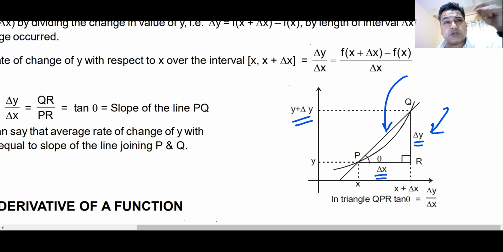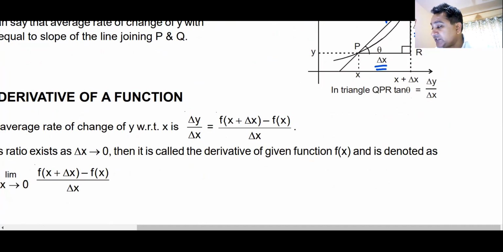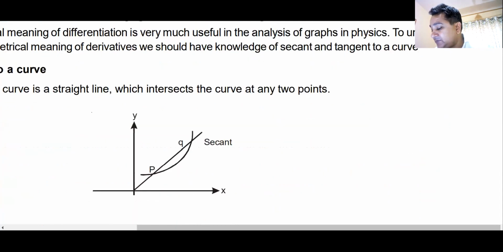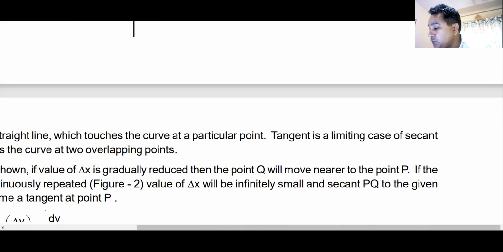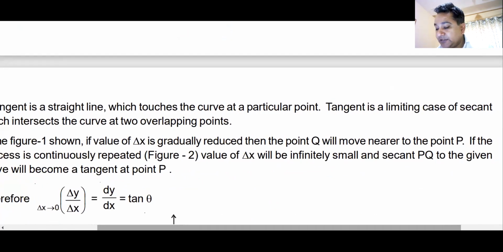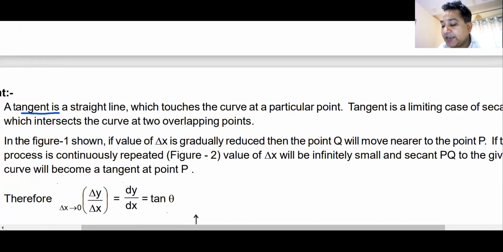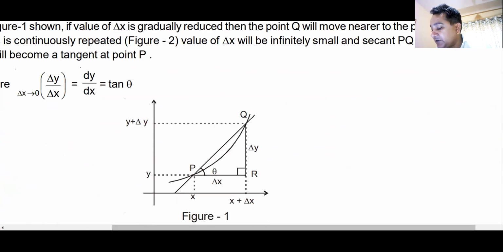Now the question was, how can I get from a secant to a tangent? And I don't want to get much into maths. See, this is a secant, which is cutting the curve at 2 points. I want to get to a tangent from a secant. How do I get there? Here is some information on this. A tangent is a straight line that touches the curve at a particular point. We know this, right? A tangent is cutting the curve at 1 point.